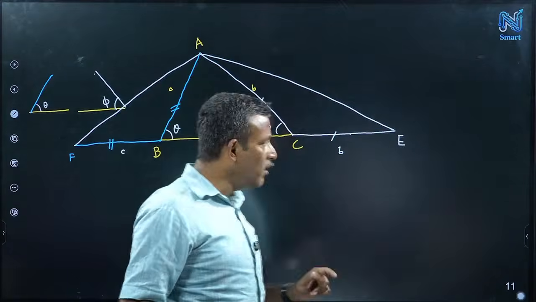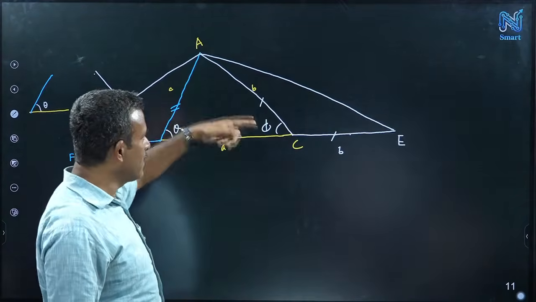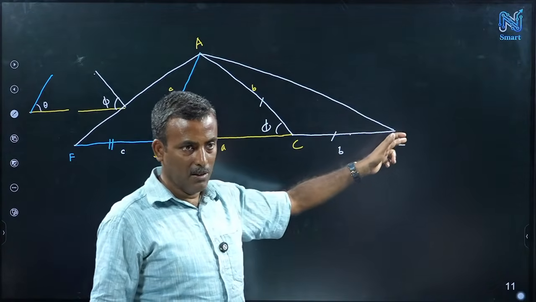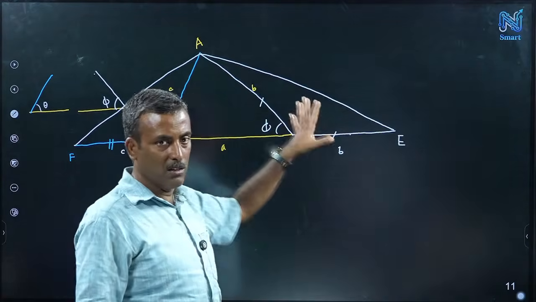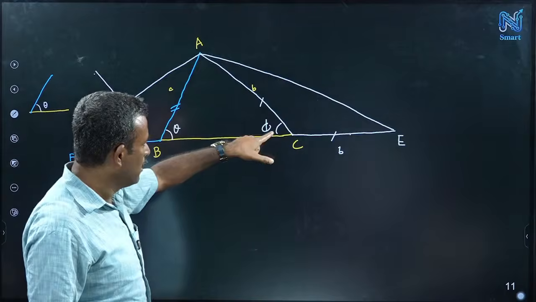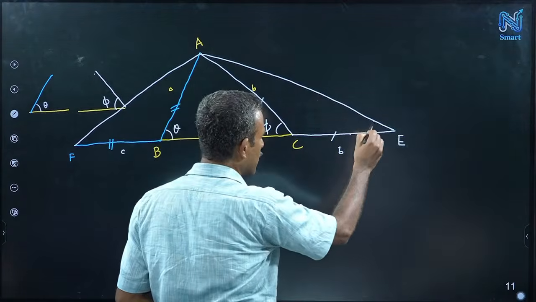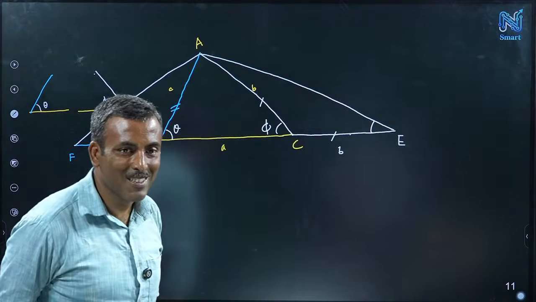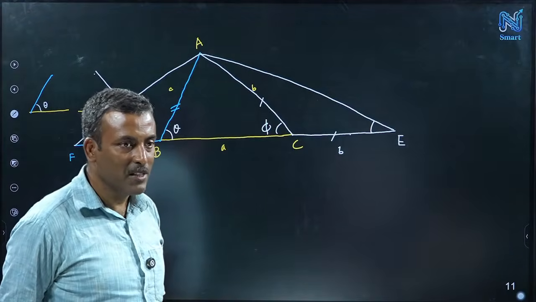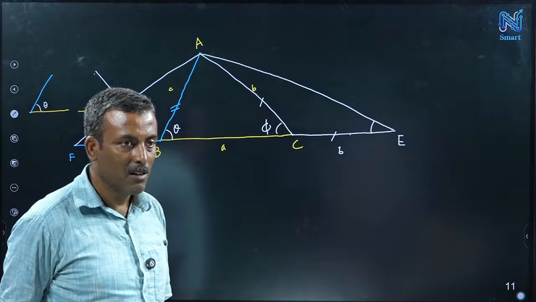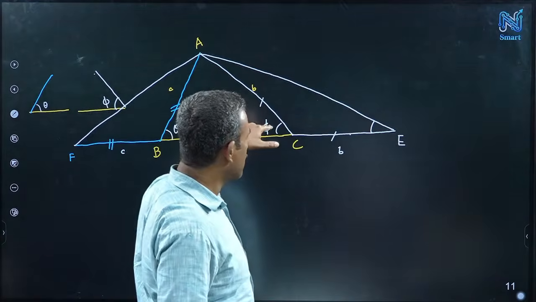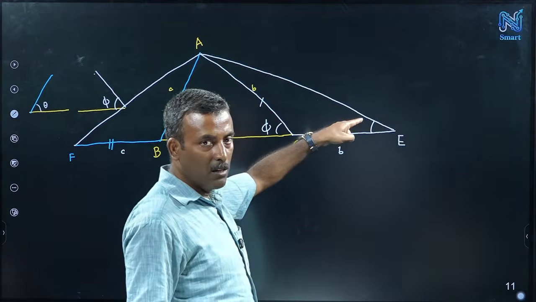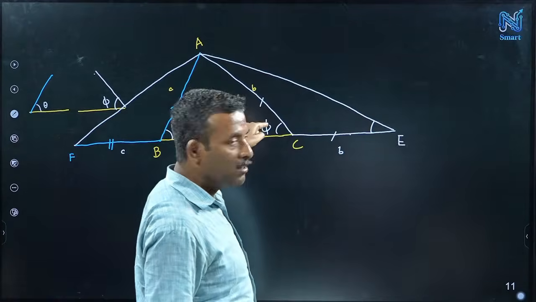Still, we have only E and F, no other points. We know only where E and F are, but we do not know where B, C, A, whatever, are. But this angle is phi, then what is this angle? The sum of two interior angles is the same as the opposite exterior angle. So this plus this equals phi, right?